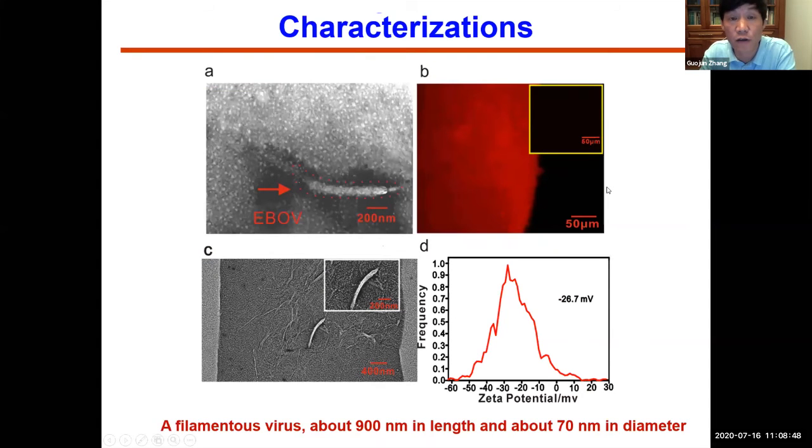Several characterizations were done before detection. This is a TEM image, and you can see the Ebola virus very clearly. It's a filamentous virus, about 900 nanometers in length and about 17 nanometers in diameter. And this is the fluorescence experiment.